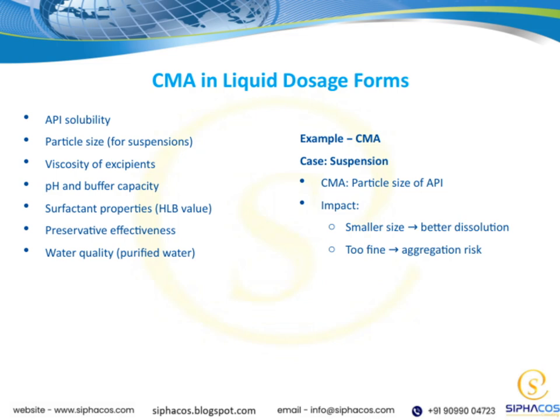Surfactant properties, particularly the HLB value, influence how well the surfactants help stabilize the suspension by reducing surface tension. Preservative effectiveness is another vital point, as it ensures the product remains safe and uncontaminated throughout its shelf life. Lastly, the quality of water used, specifically purified water, is fundamental because impurities or contaminants can compromise the entire formulation's stability and safety. So all these factors are interconnected, and understanding their roles helps us develop stable, effective liquid dosage forms that meet quality standards.